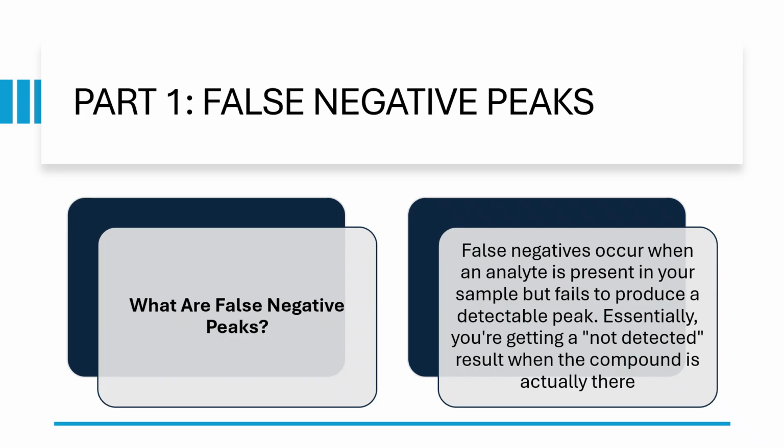So let's start with understanding what false negative peaks are. False negatives occur when an analyte is present in your sample but fails to produce a detectable peak. Essentially, you're getting a not detected result when the compound is actually there. A scenario that can have serious regulatory and safety implications.